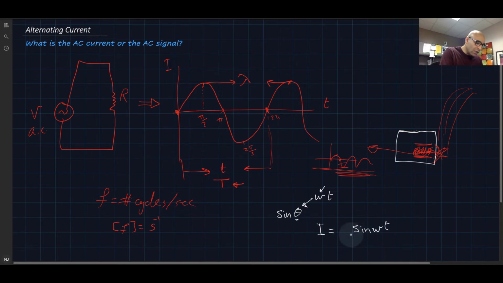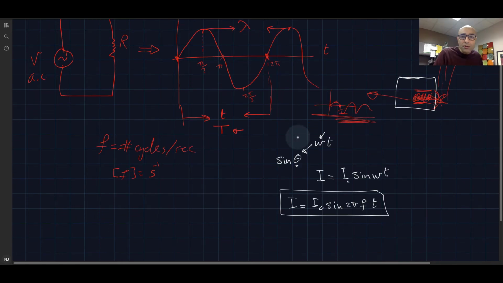Of course, it's not only the sine, because this is I. This will be the maximum value of it. So I is equal to I naught sine omega t. Now this omega, as we learned, is called the angular frequency. Since it's angular, you bring the frequency and multiply it by 2 pi. So I can write this equation again as I is equal to I naught sine 2 pi times the frequency times t.